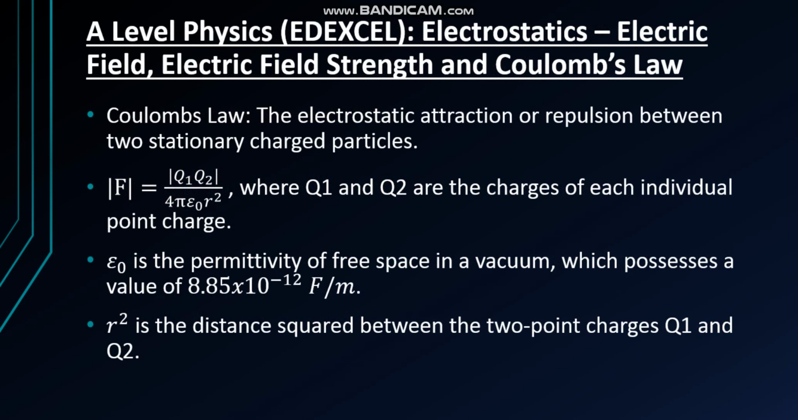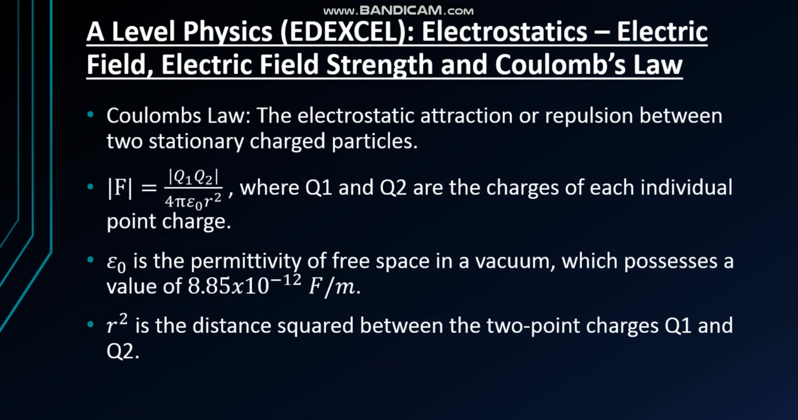So starting out with Coulomb's law, well, what is Coulomb's law? Coulomb's law basically states, or it considers, the electrostatic attraction or repulsion between two stationary charged particles, which is given by the following formula of F is equal to the product of Q1 by Q2 divided by 4 pi epsilon naught r squared, where Q1 and Q2 are the charges of each individual point charge.